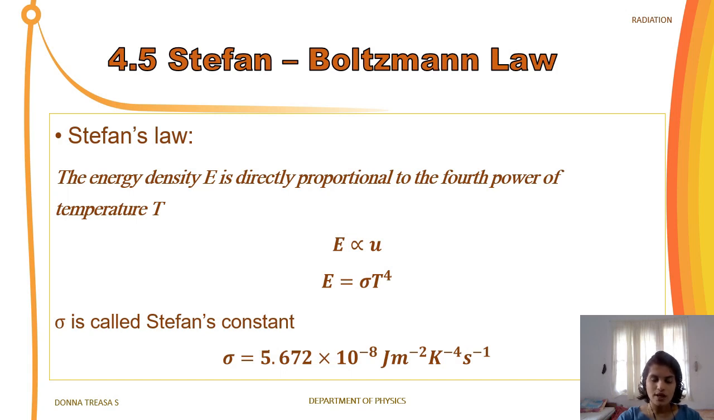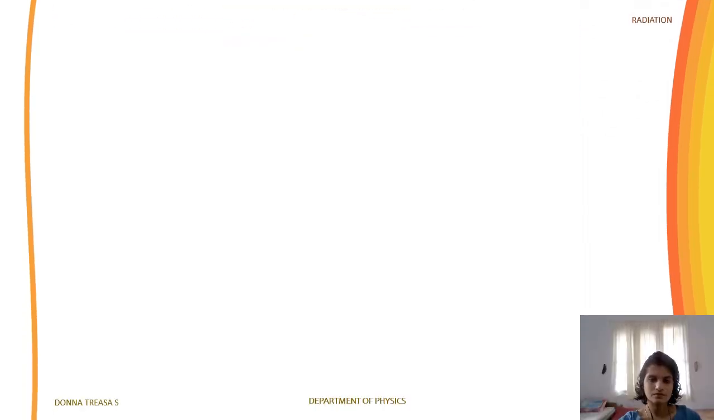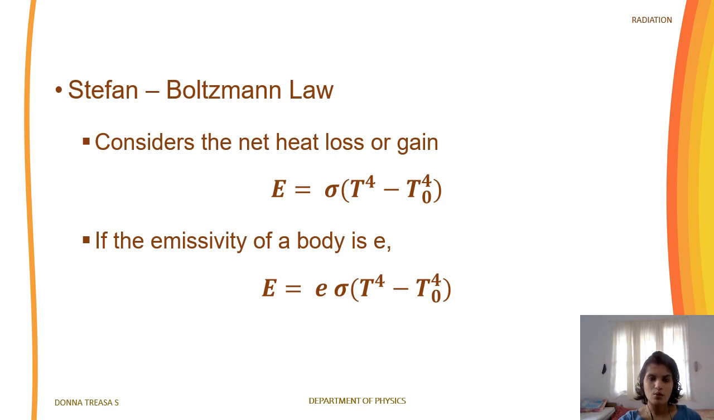That is, when a body is placed in a system, it naturally interacts with the system and the surroundings, and there is actually a net heat loss or gain. In Stefan's law, it only considers the heat which is emitted or absorbed by the body. But in Stefan-Boltzmann law, the net heat loss or gain is considered.